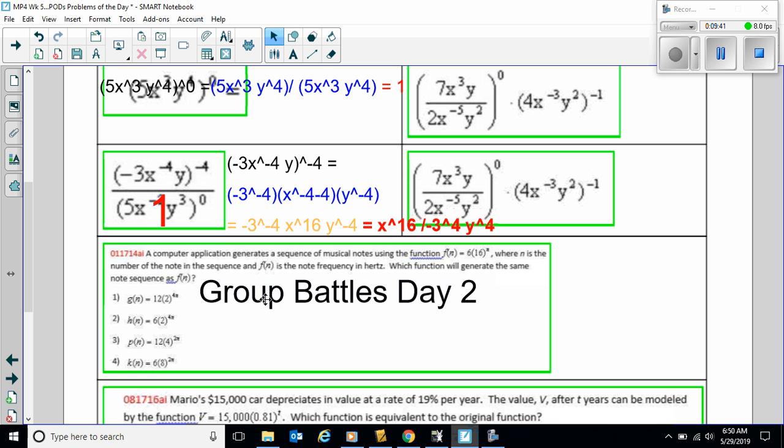All right, and here's the challenge question. Which of these are equivalent? It reads, a computer application generates a sequence of musical notes using this function, where n is the number of notes in the sequence and the note frequency is in hertz. Which function will generate the same note sequence? Choice 1, choice 2, choice 3, and choice 4 are as follows. Which is going to be an equivalent frequency? All right, pause the video. You guys are going to have a full 2 minutes to think about this.